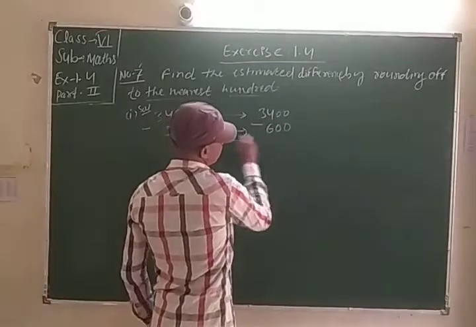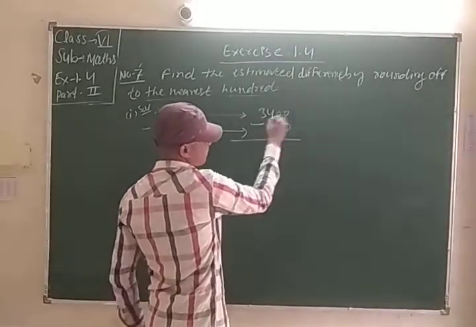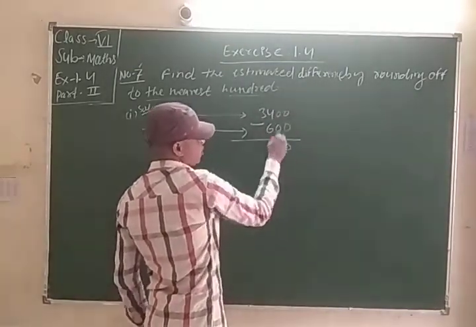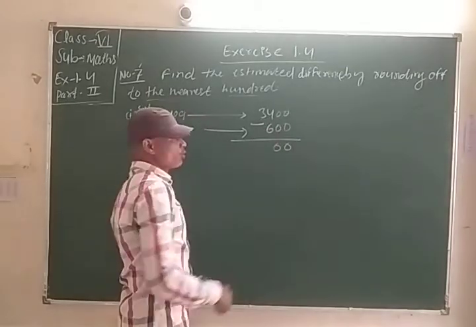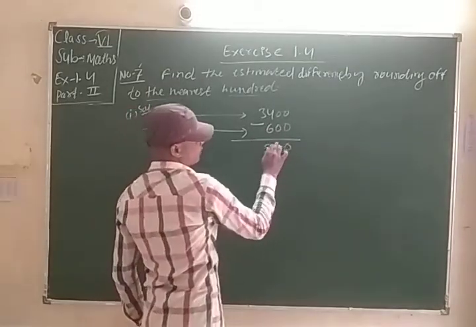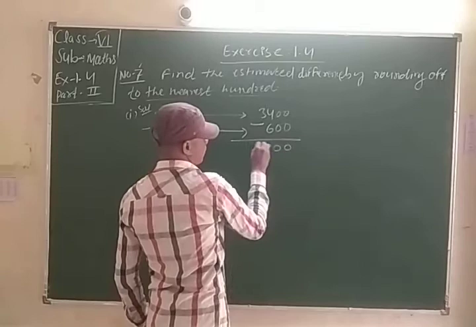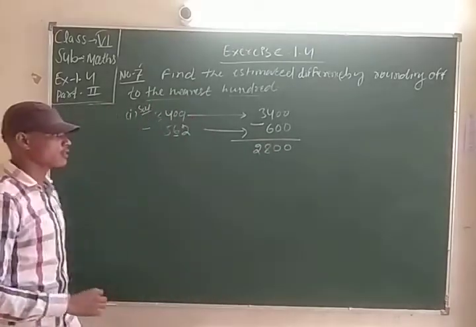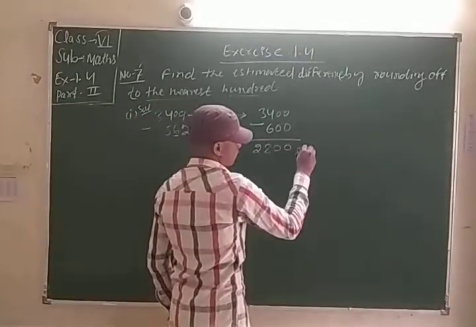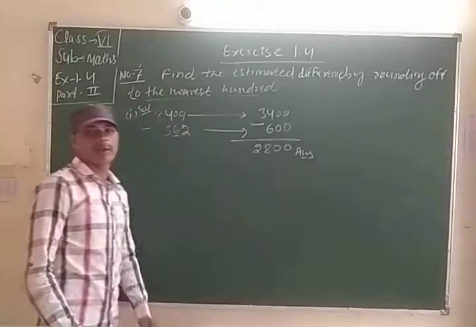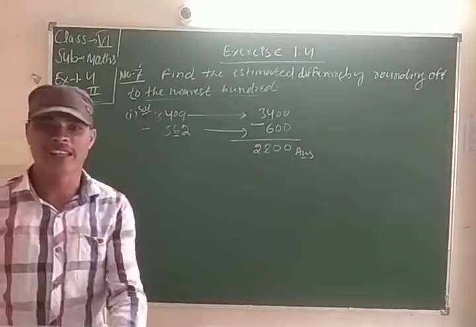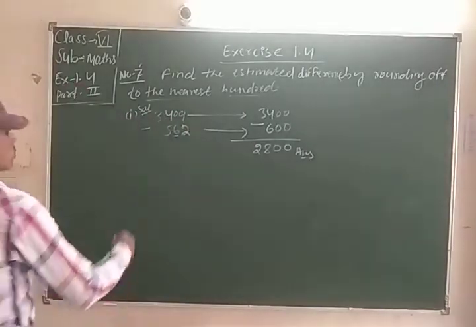Now the difference means first minus: 0 minus 0, 0 minus 0, 1 borrow, 14 minus 6 equals 8. Now 2800. The rounded answer is 2800. First we rounded the numbers and then found their difference. Now we will do the second bit.